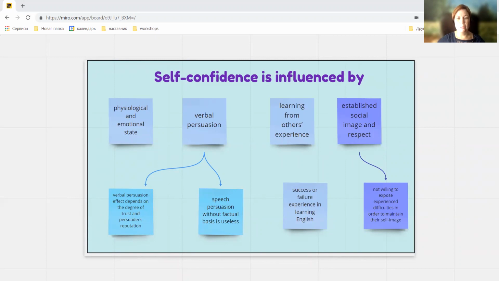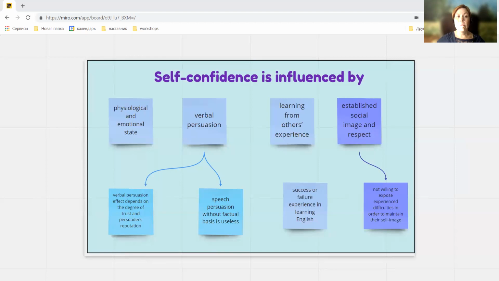What we should pay attention to is that, firstly, the effect of verbal persuasion depends on the degree of trust and reputation of the persuader. And secondly, speech persuasion without factual basis has little effect on the formation of self-confidence. Fourthly, physiological and emotional state. People's physiological condition, stress level, and emotions will affect their self-confidence. To some extent, people's ability to judge themselves depends on the change in physiological and emotional state.